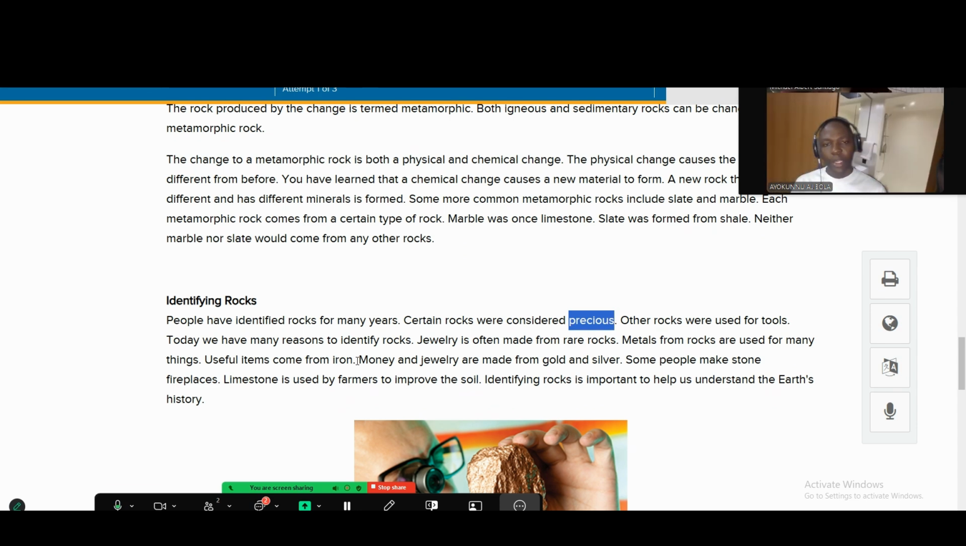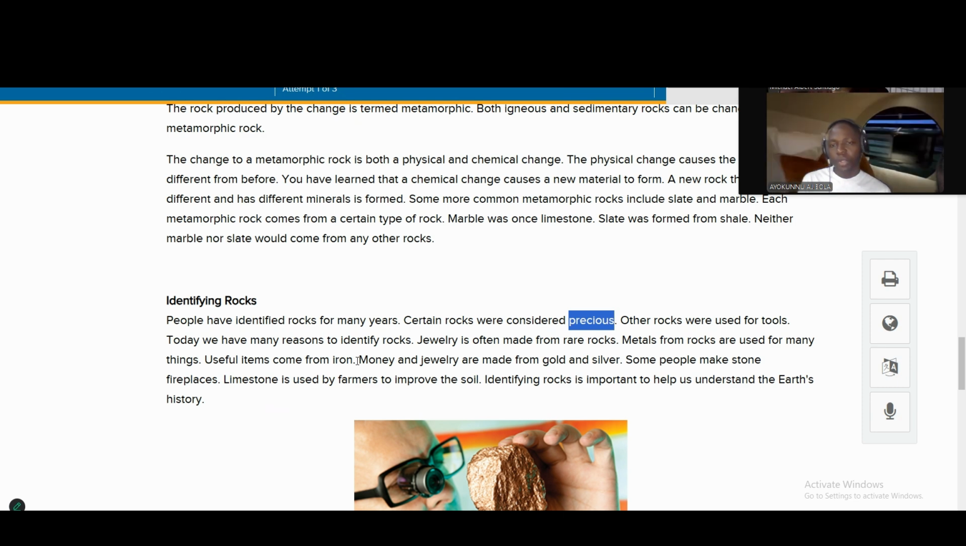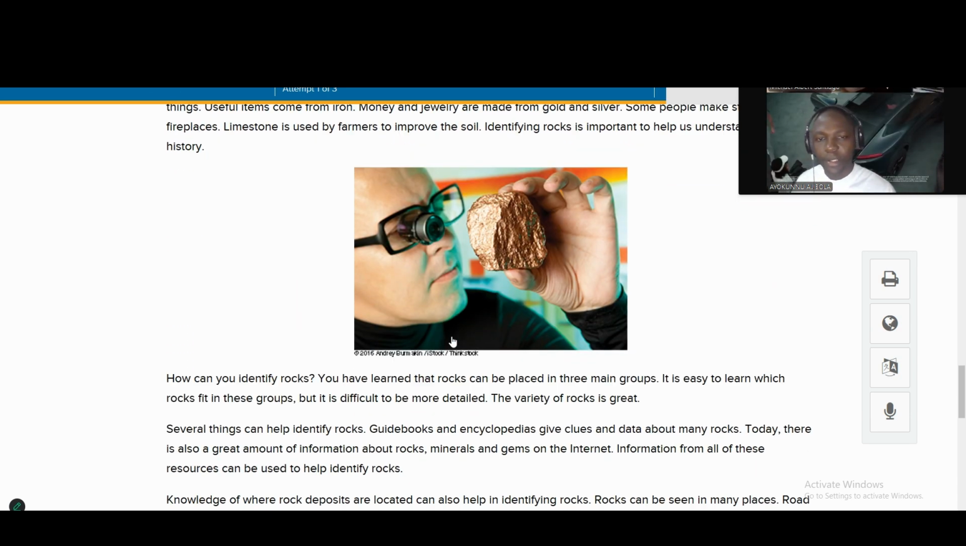Money and jewelry are made from gold and silver. Some people make stone fireplaces. Limestone is used by farmers to improve the soil. Identifying rocks is important to help us understand the Earth's history.